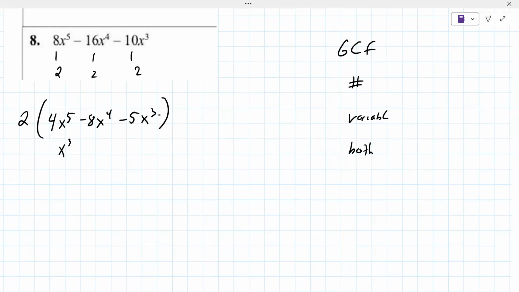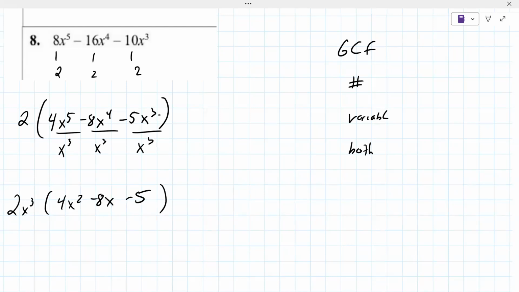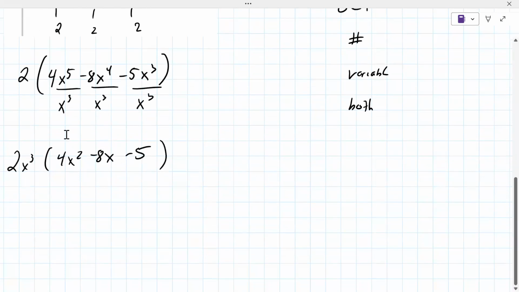So you're going to divide each of these by x to the third. And that's what goes on the outside. So what are we left with inside parentheses here? 4x squared minus 8x minus 5. Okay, very good. Now this one is different than the previous ones. It's not a 1 in front. Do you remember how to do these types? It has something to do with the 4 and the minus 5.